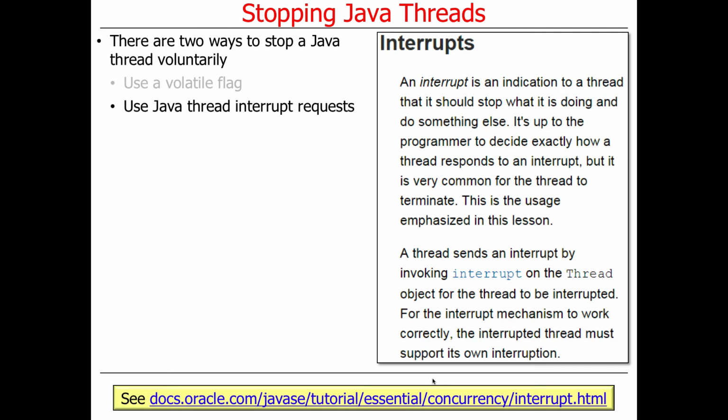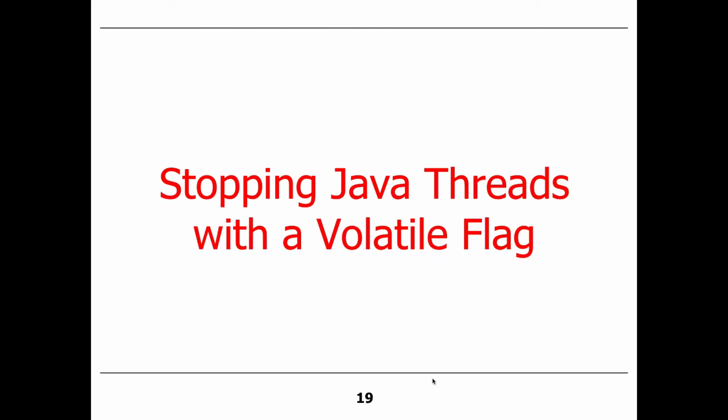The other way to do it is to use so-called Java thread interrupt requests. And the key to remember here is requests. You're requesting a thread to stop. You're not forcing it to stop. So let's first start by talking about how to stop Java threads using a flag.